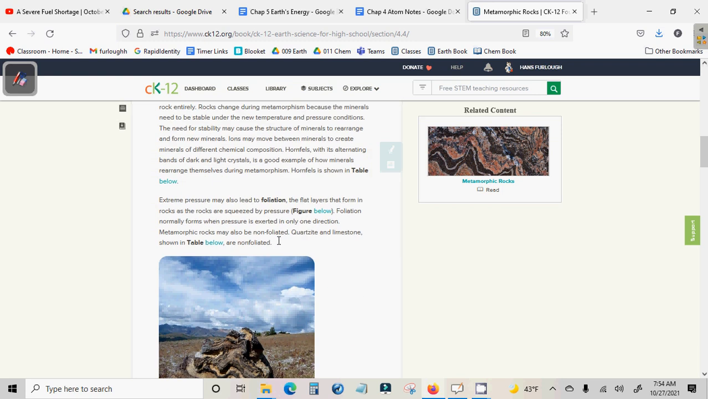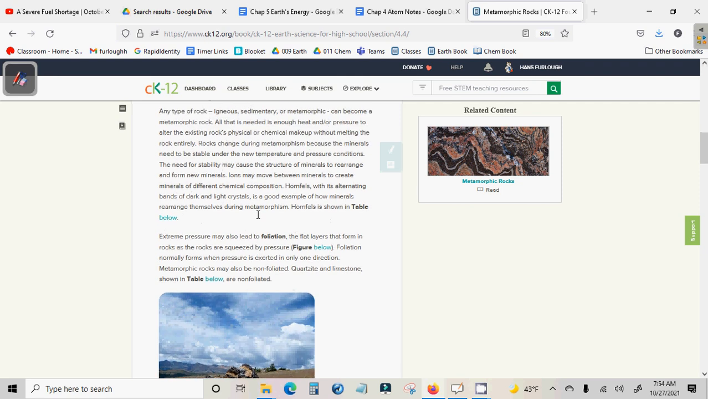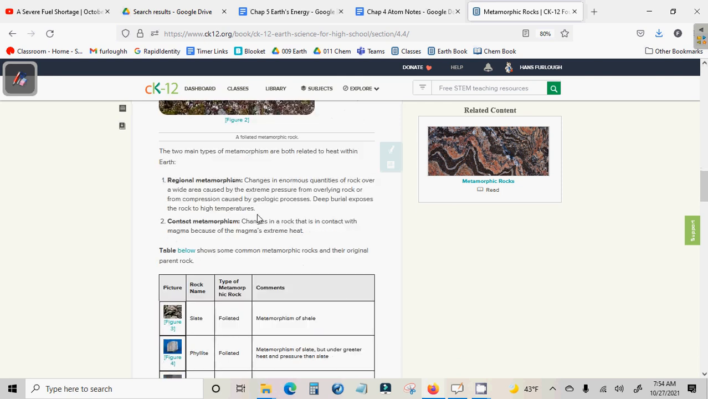Okay. Extreme pressure leads to foliation. This is when flat layers form, and what you're looking for there is for the mineral crystals to kind of be lined up. It may not always be light and dark bands, all right? Sometimes you see that, but you're looking for the minerals to be lined up, all right?